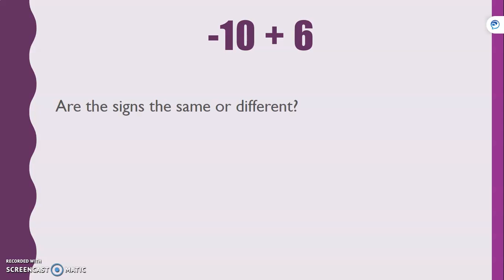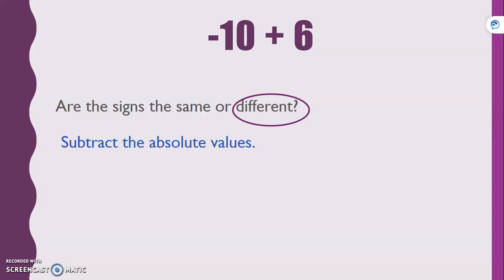Negative 10 plus 6. Are the signs the same or different? They're different. So this time I subtract the absolute values. So I just subtract them like they're positive. 10 minus 6 equals 4. Now I have to determine the sign for the solution. So who is farther from 0, which means who has the greatest absolute value? Negative 10 is 10 spaces from 0, and 6 is only 6 spaces from 0. So negative 10 is the greatest absolute value, so the sign of the solution is negative. So my answer is negative 4.